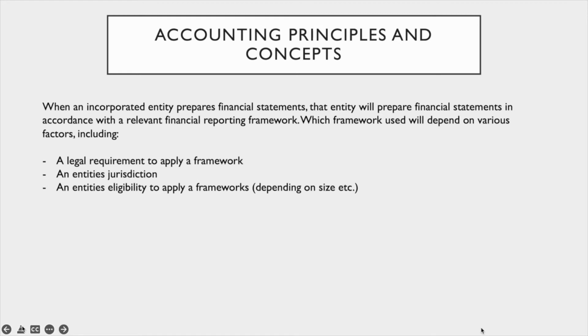A third factor might be whether a company is eligible to apply a certain framework. So depending on the size of an entity, this might dictate which framework should be applied. The larger the entity, the more onerous the disclosure requirements within the financial statements might typically be. Finally, sometimes there might be a choice, and depending on the nature of the users of the financial statements, this could influence the framework that is applied.